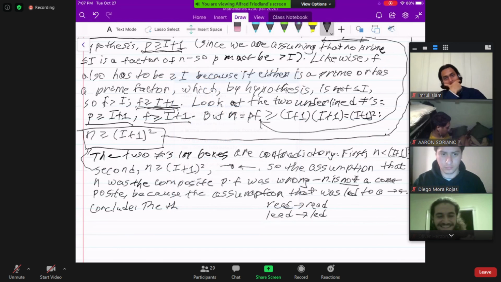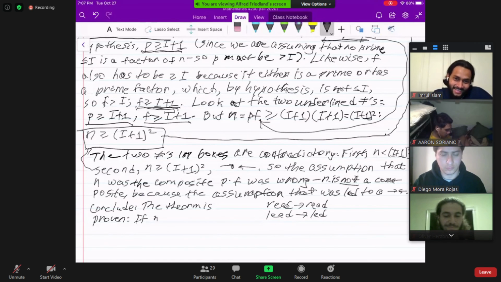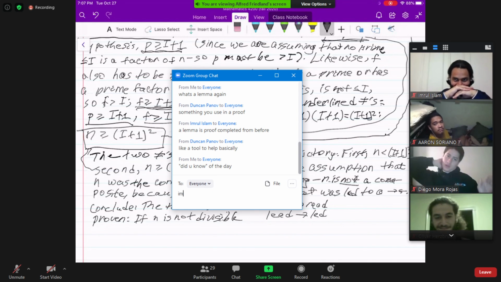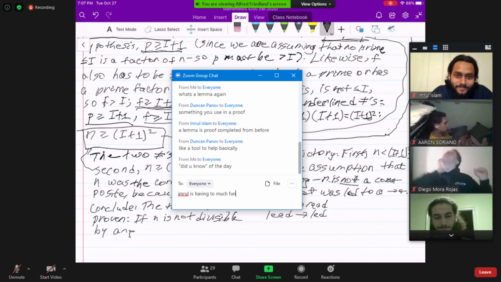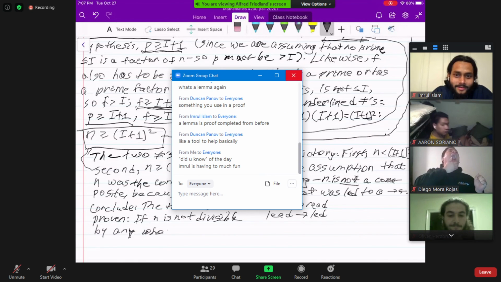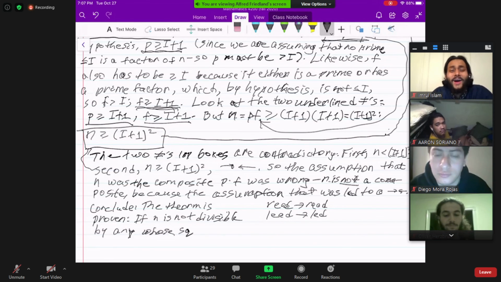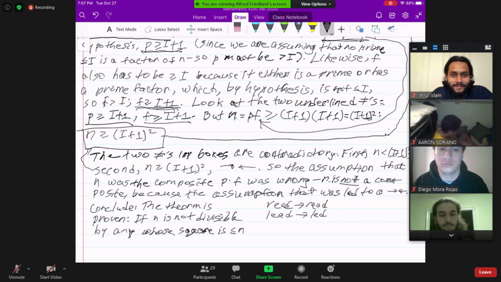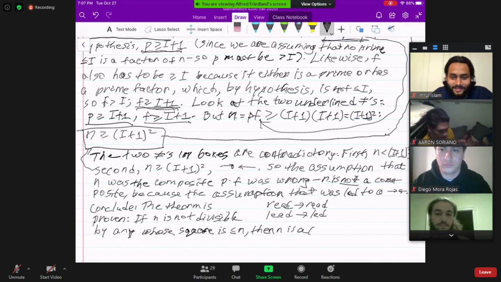the theorem is established. If n is not divisible by, doesn't have a factor of, any prime whose square is less than or equal to n, then n is a prime number.